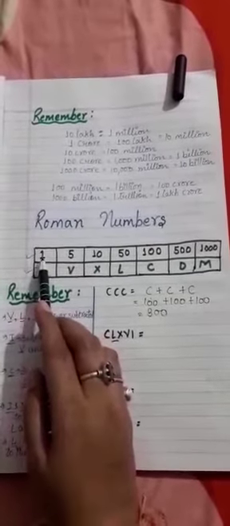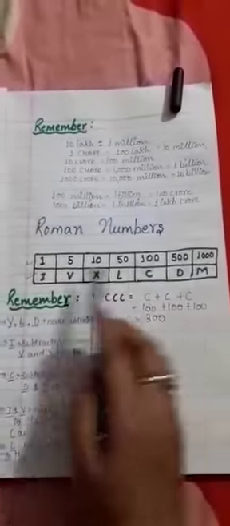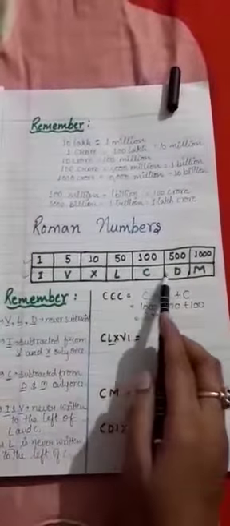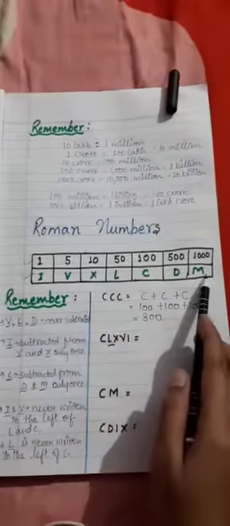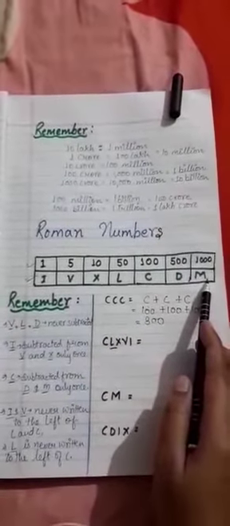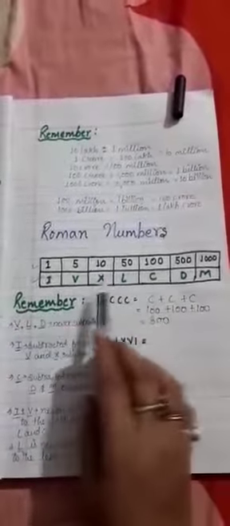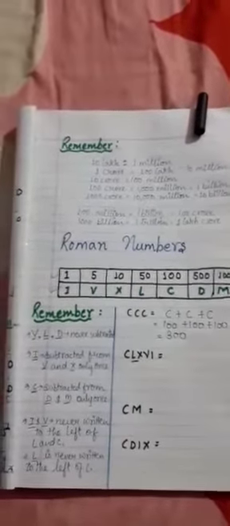You learn it like this: 1, 5, 10, 50, 100, 500 and 1000. I, V, X, L, C, D, M. If you learn it like this, I, V, X, L, C, D, M, you will get to know the basic Roman numbers. These are the numbers whose basic Romans are given to make other Roman numbers.